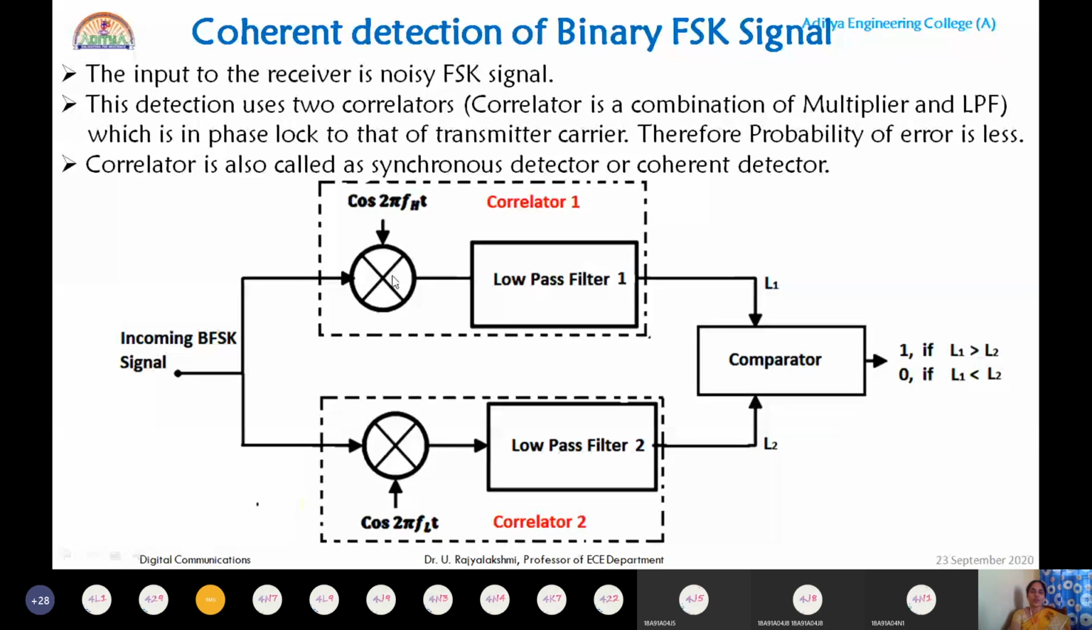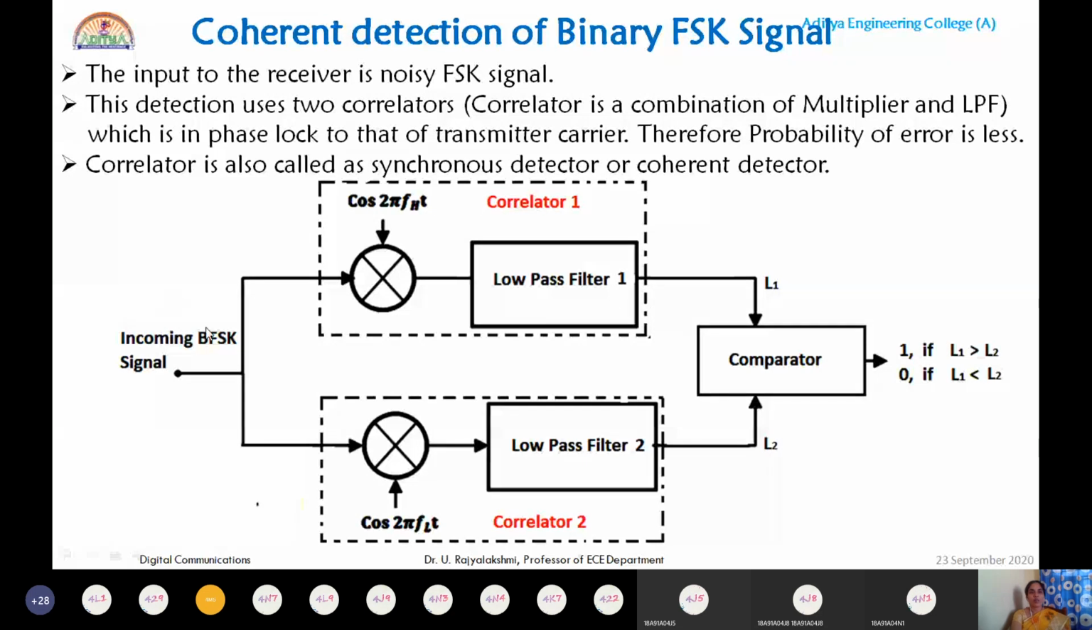Upper correlator, what will it do? Each correlator is a combination of multiplier and low pass filter. The upper correlator will multiply the incoming BFSK with cos 2 pi FHT, and that component is fed to the low pass filter. Let us assume the low pass filter output is L1. This is from the upper correlator, or correlator 1.